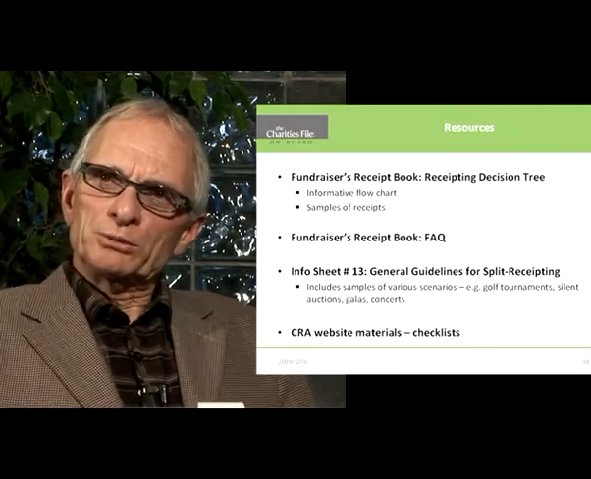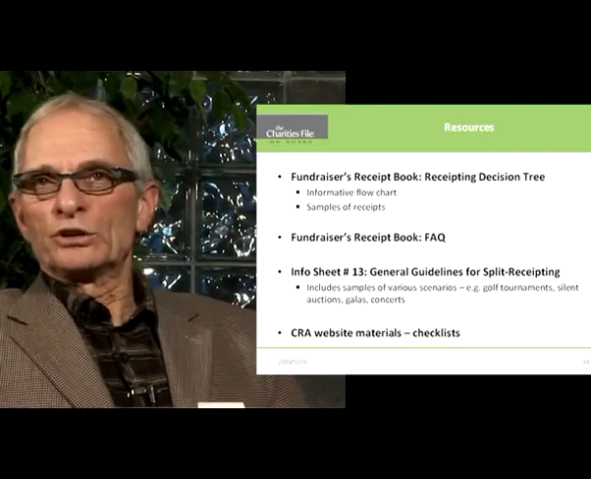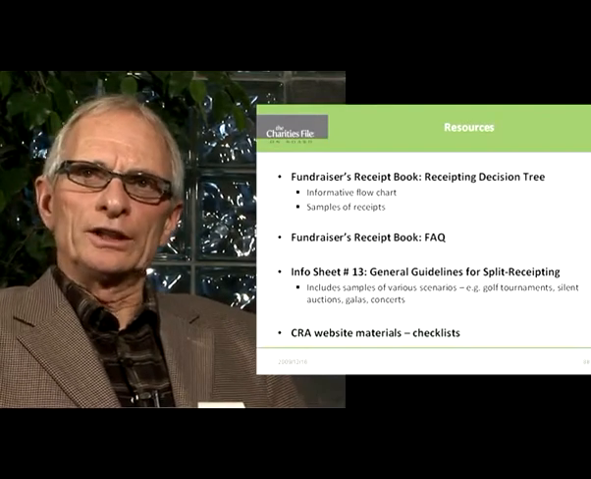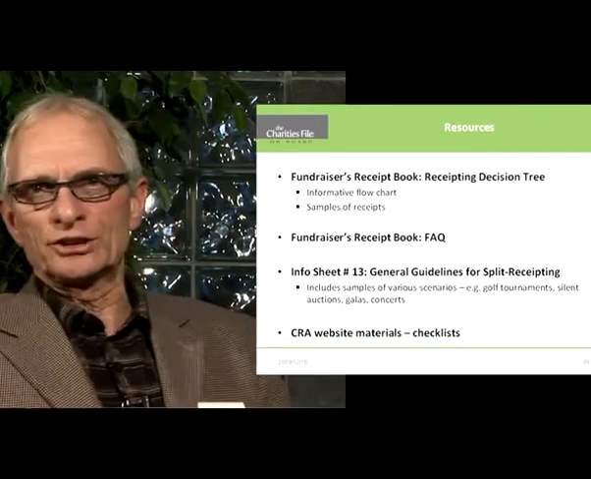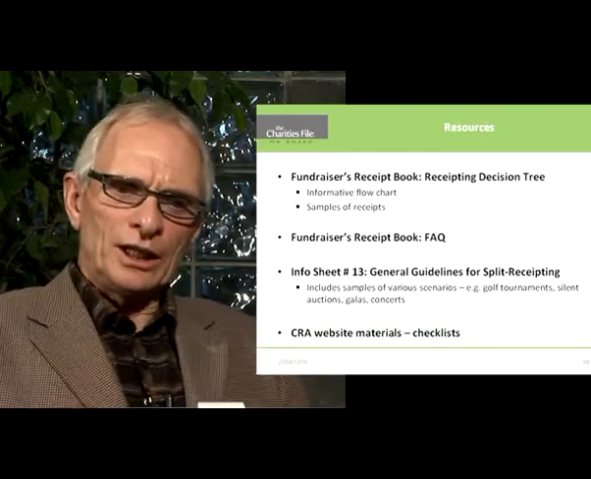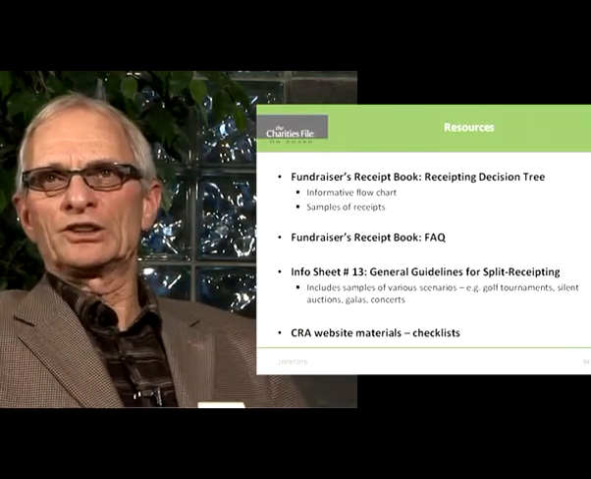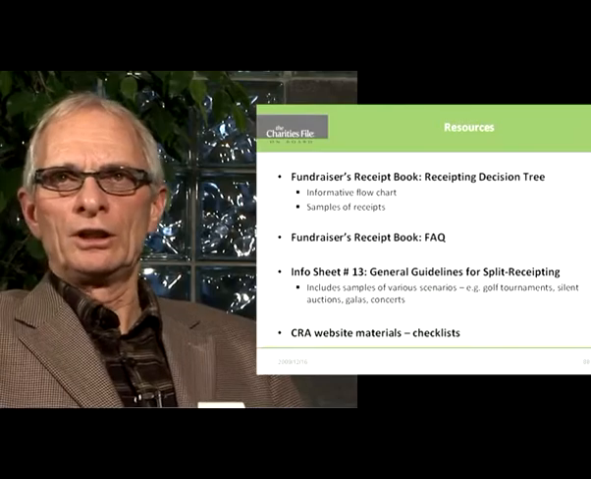We have guidelines for split receipting. This is a great resource because it looks at all kinds of scenarios like a silent auction or a gala or a concert, how to receipt these things. And then the CRA website has some excellent resources and checklists around receipting practice.